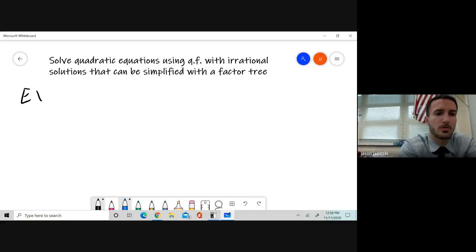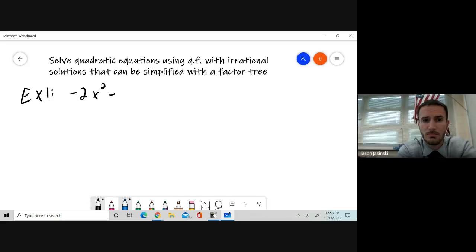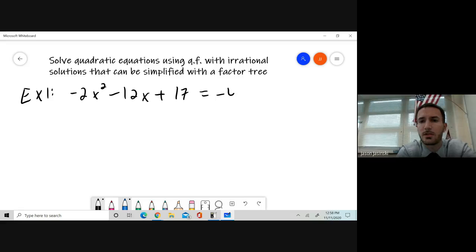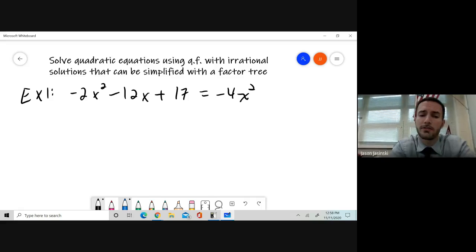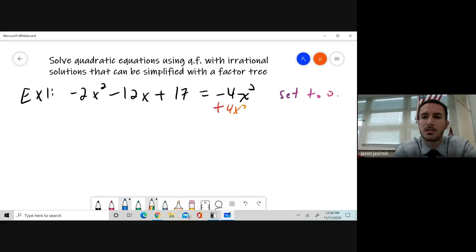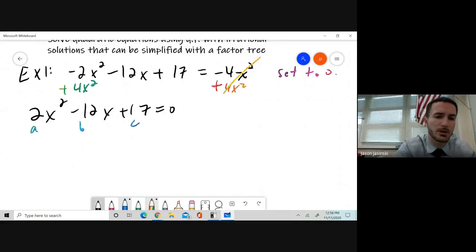The first example will be negative 2x squared minus 12x plus 17 equals negative 4x squared. All right, so first you have to set the equation to 0. So we'll add the 4x squared, get rid of that, put it under the like term. Then you get 2x squared minus 12x plus 17 equals 0. I like to label A, B, and C, and then you set up your quadratic formula.